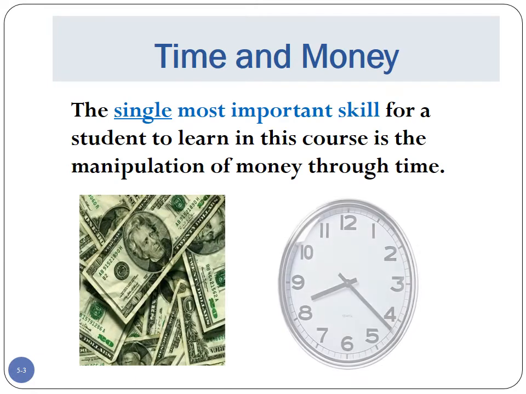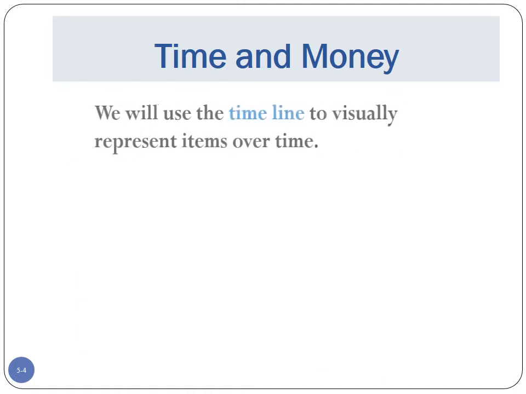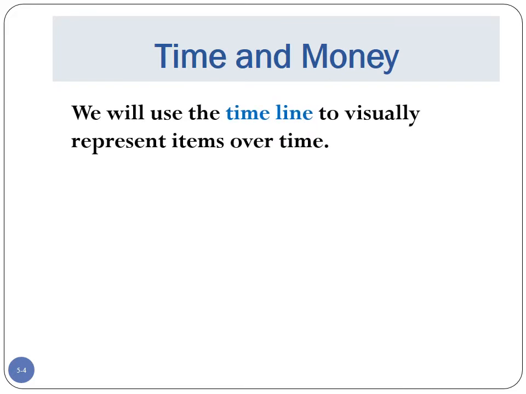I'd like to emphasize that the single most important skill for a student to learn in this course is the manipulation of money through time. This is key. This is a core learning objective for the class. You will use it in multiple areas, and you will see how it plays out in terms of financial planning as well as project evaluation and assessment. We're going to use a timeline to visually represent items over time.